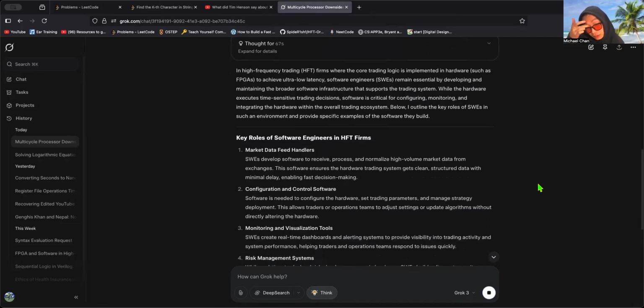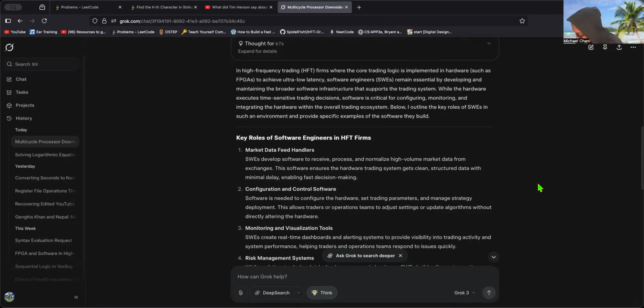Market data feed handlers. Okay, this is what I heard as well. A lot of people who recommend C++ projects for HFT start with market data feed handlers. I always assumed this was done in hardware, and I'm pretty sure they are. Software developed to receive, process, and normalize high volume market data from exchanges. This software ensures the hardware trading system gets clean, structured data with minimal delay, enabling fast decision making.